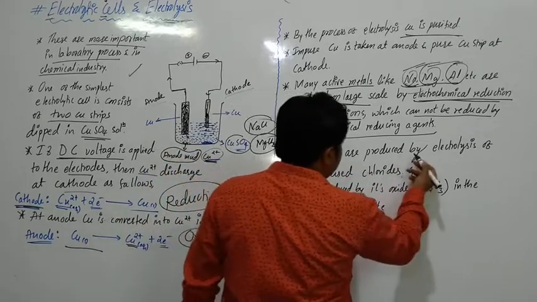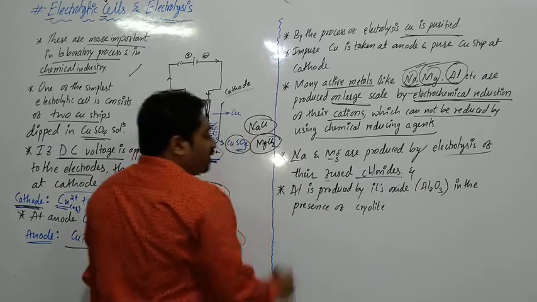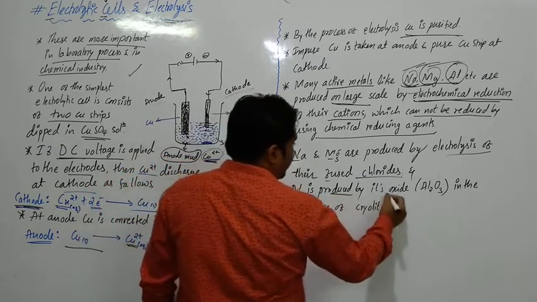So sodium and magnesium are produced by the electrolysis of their fused chlorides. Okay, and aluminum is produced from its oxide.